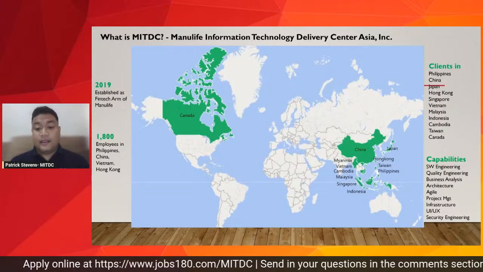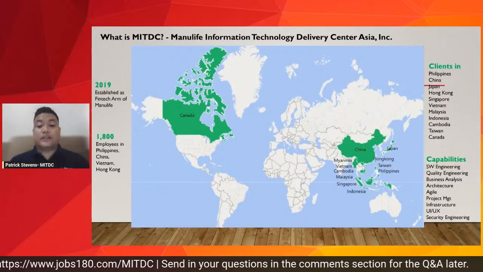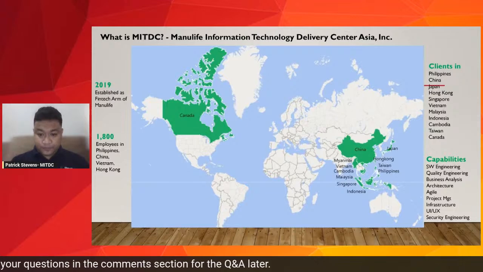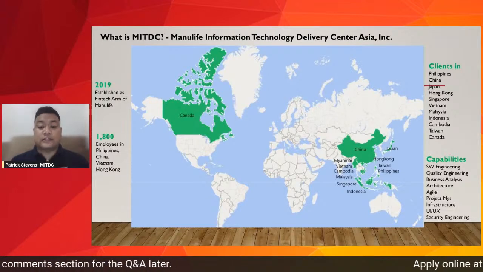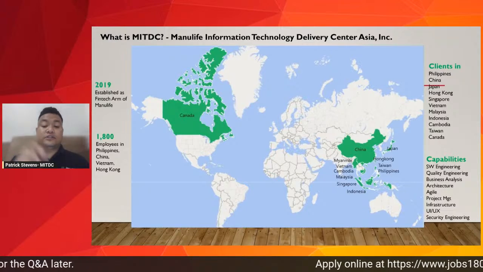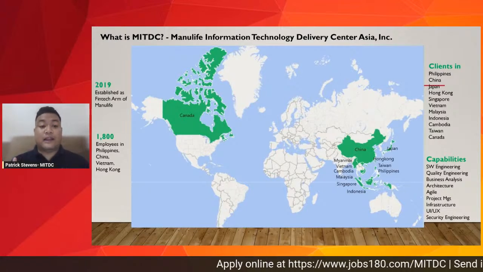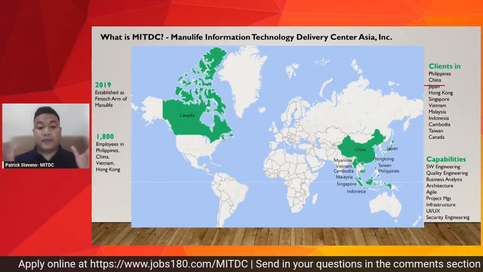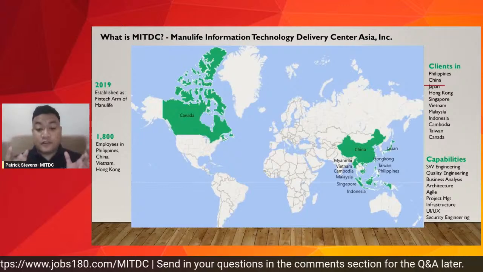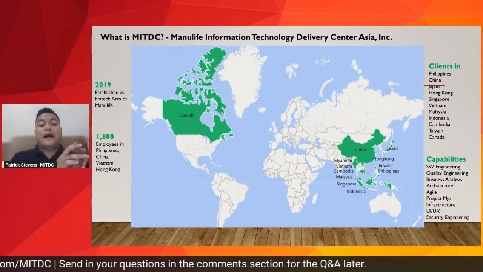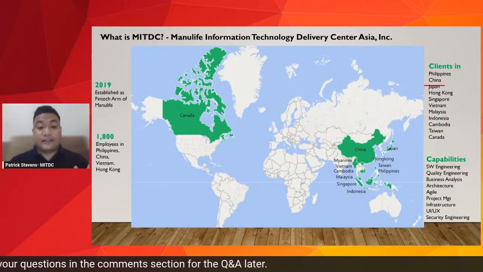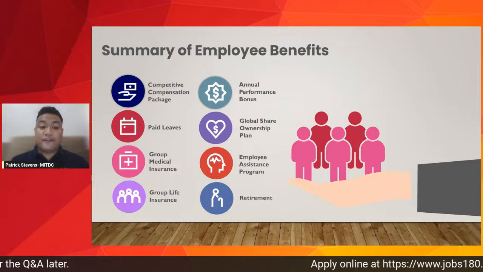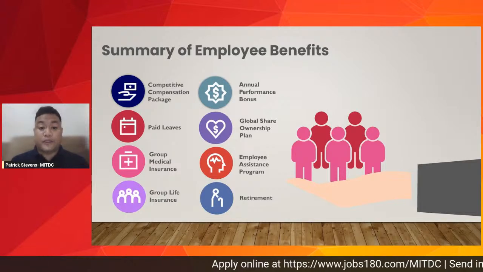So the services that we are offering right now is obviously for IT. We have engineering, SW engineering, quality engineering, business analysts, architecture, agile, project management, infrastructure, UI, UX, and security engineering. So these are the services that Manulife IT Delivery Center is focusing right now. As you know, Manulife is a big financial company, insurance company, and now we have a branch for IT Delivery Center.